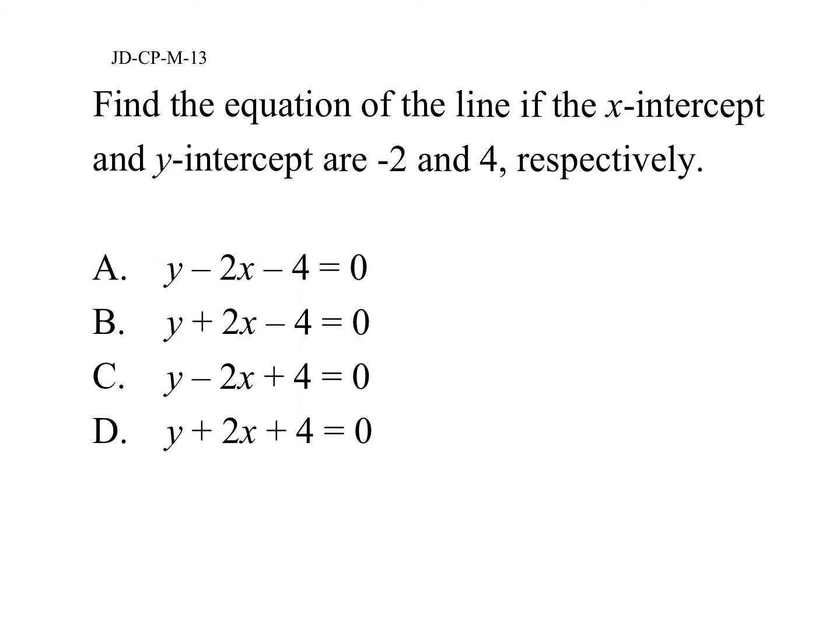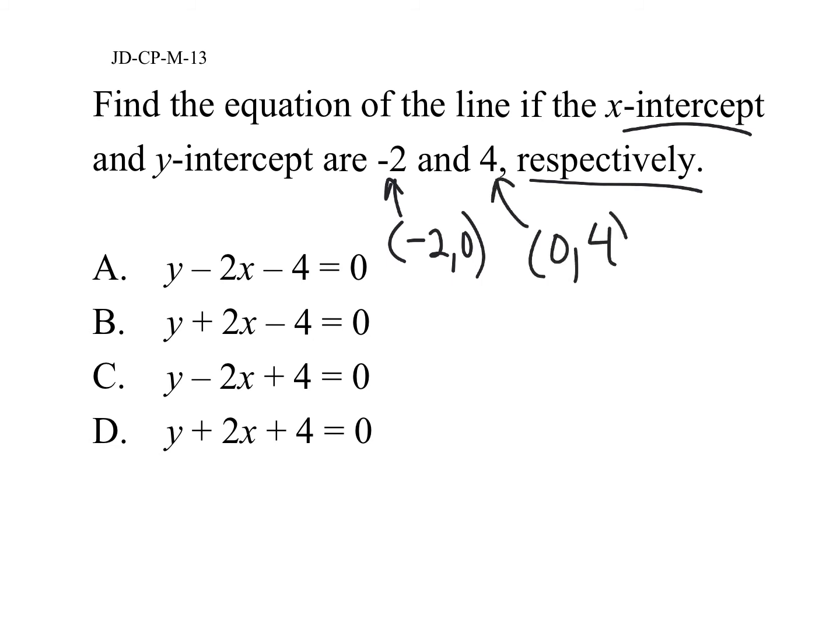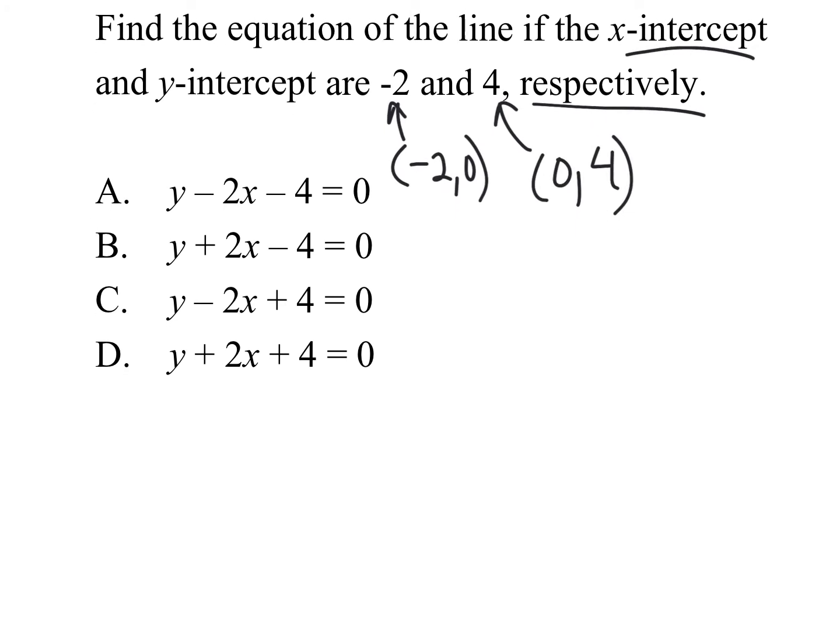Number 13, they want an equation of the line if the x-intercept and y-intercept are negative 2 and 4 respectively. Respectively means in that order. So x-intercept they mentioned first, so the x-intercept is negative 2, which tells us the line goes through the point negative 2, 0. Y-intercept is 4, tells us that it goes through the point 0, 4. So probably simplest thing for this would be just to try those into the different options and see what works.